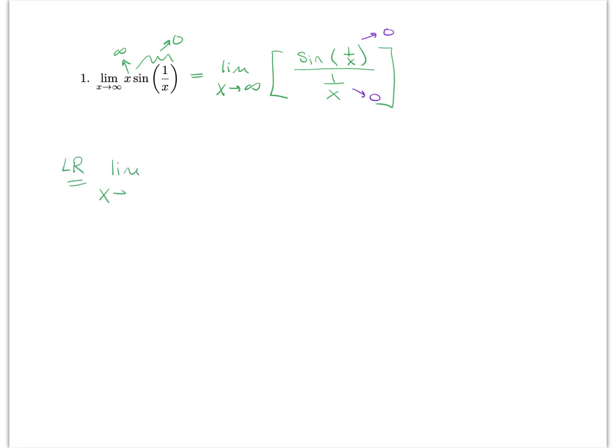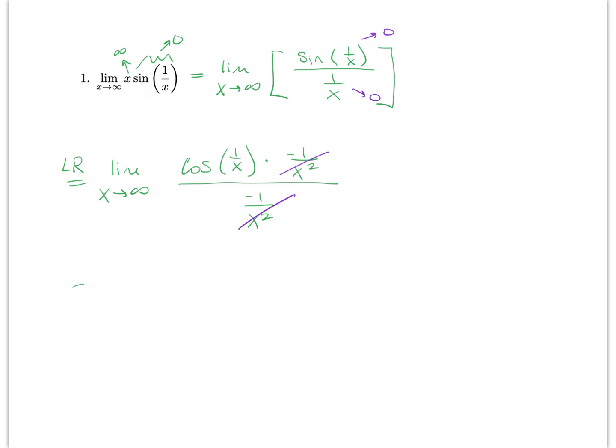So I'm going to take the limit as x approaches infinity. The derivative of sine is cosine, so I've got cosine 1 over x. But then you also have to multiply by the derivative of what's inside. The derivative of 1 over x is negative 1 over x squared. And the derivative of the denominator, 1 over x, is negative 1 over x squared. And I have this nice cancellation.